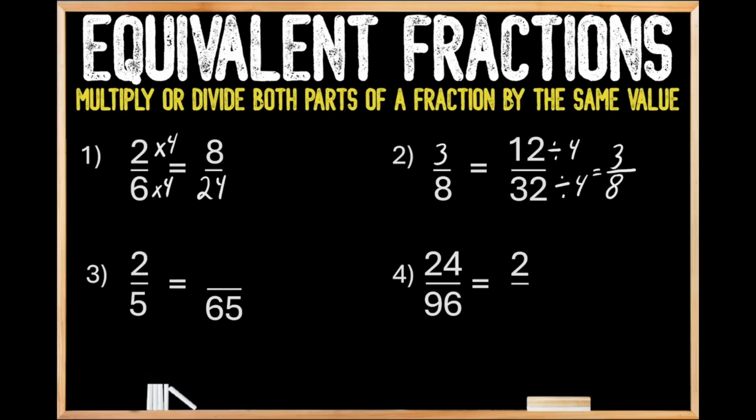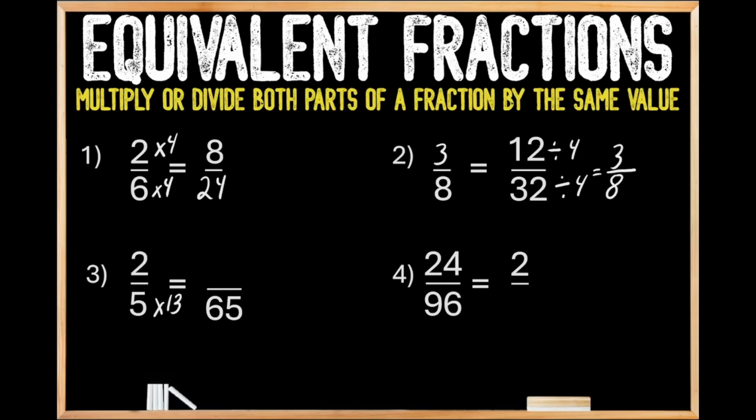Now moving on to question number 3, where this time we're being asked to find the missing number in our equivalent fractions of 2/5 is equivalent to something over 65. So using the information that's been given to us, we've been given the value for our two denominators here. So we're going to think to ourselves, well, how did we get from our denominator of 5 to 65? Well, we could multiply our denominator of 5 by 13 in order to get to our denominator of 65.